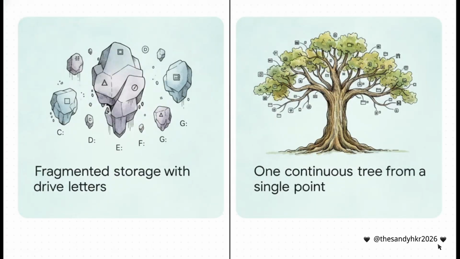Think about a traditional OS. Your storage is completely fragmented, right? You've got different drive letters, a C drive, maybe a D drive, an external E drive. They act like isolated little islands of data. But Linux does this entirely differently. It organizes absolutely everything into one continuous unified tree. Every single file, program, device, and even active processes, they all trace back to one single starting point. It's an incredibly clean structure once you see the big picture.